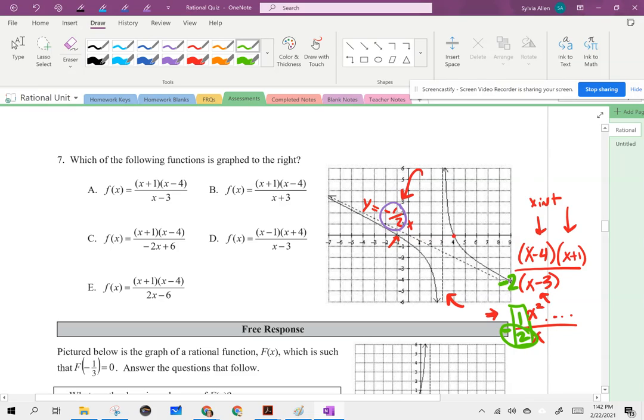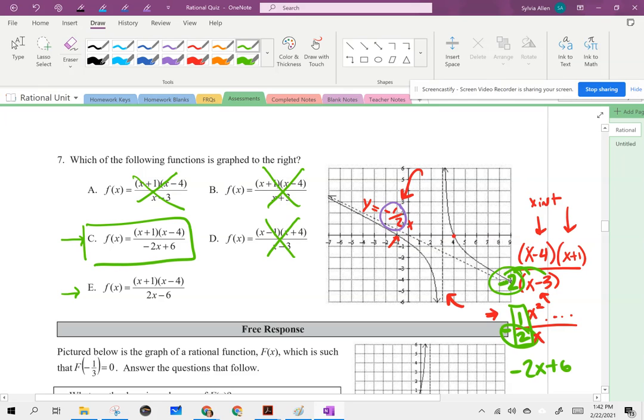So if we take a look, I've got x minus 4 and x plus 1 and x minus 3, but I need the -2. So I'm going to exclude these. And then now it's between C and E. So I have x plus 1 and x minus 4. But now let's take a look and see what I should have. I should have -2x plus 6 if I were to distribute that properly. So the answer to 7 is C.